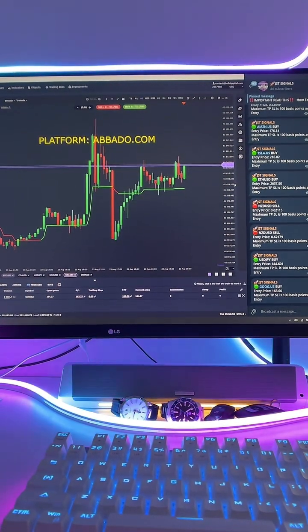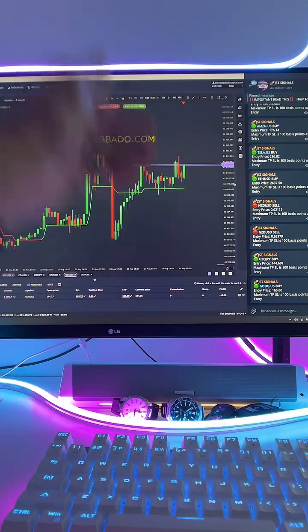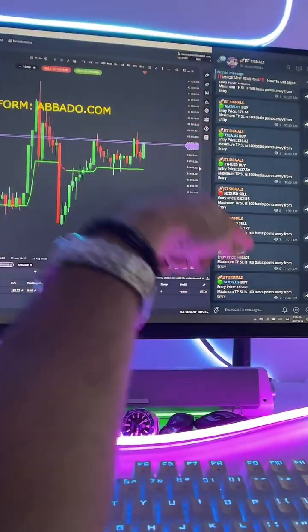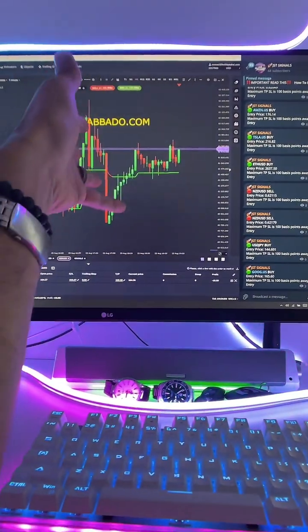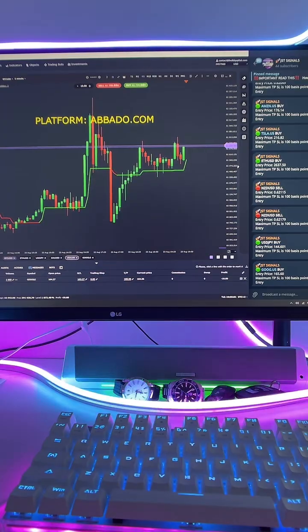Kuldeep is saying, can you give information about S&P 500? So basically, what I would do is I would wait for a signal for the S&P, and then I would take it. That's how it works.